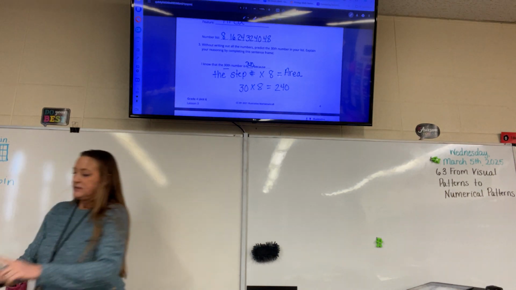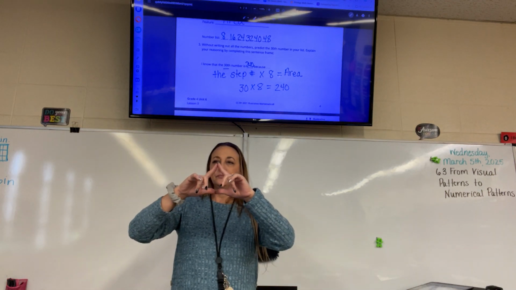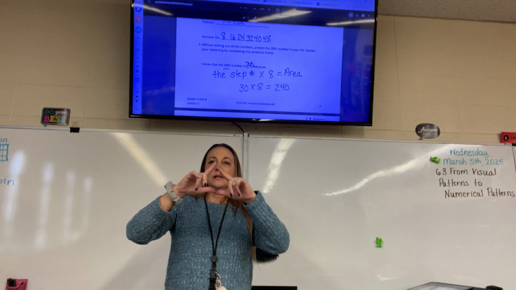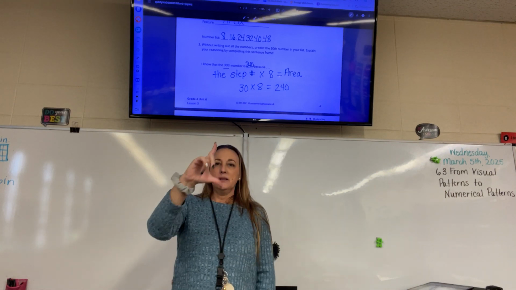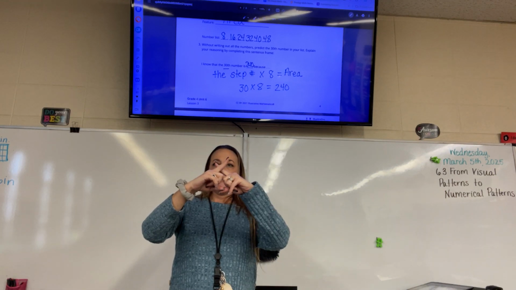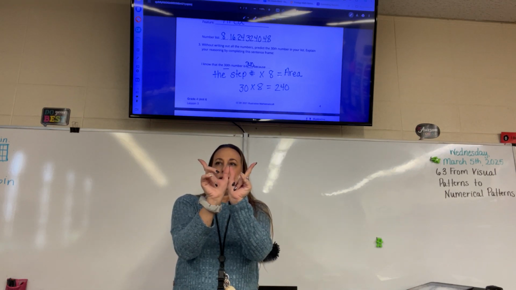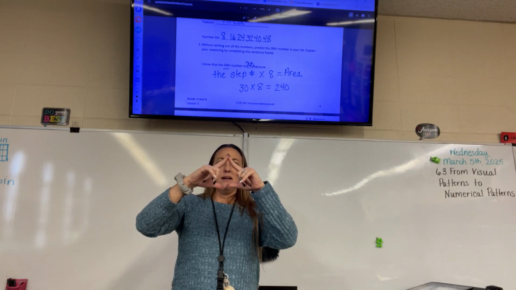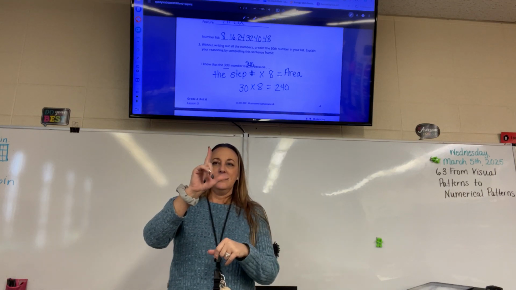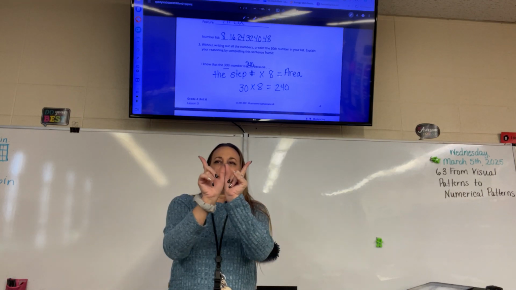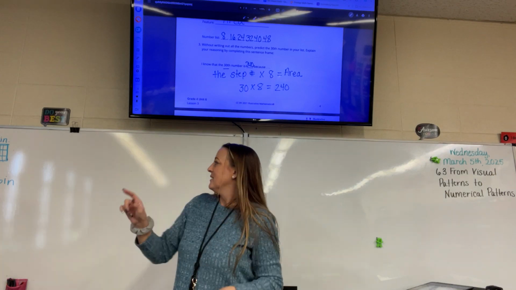Let's see if you can do this. Area equals length times width. Let's do length times width. Okay? Area equals length times width. Okay?